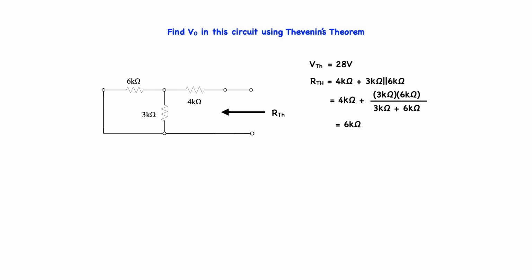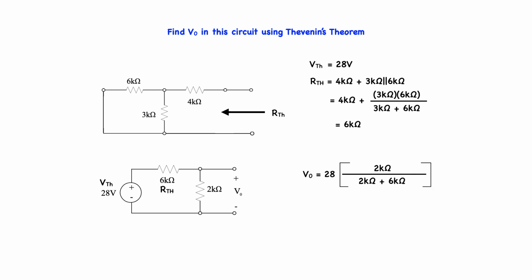If we connect the 2K ohm resistor to this equivalent network, we obtain this circuit. V0 is the voltage drop across the 2K ohm resistor, which we can find using voltage division, which gives us V0 equal to 7 volts.